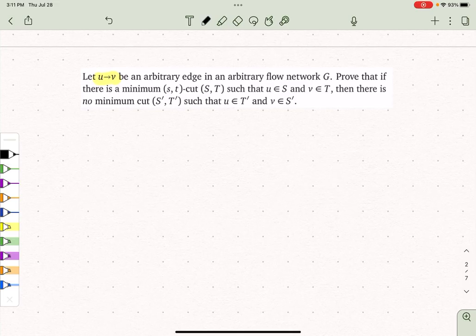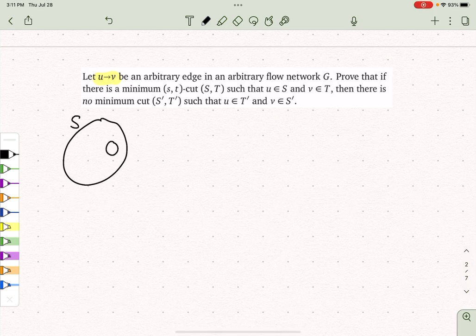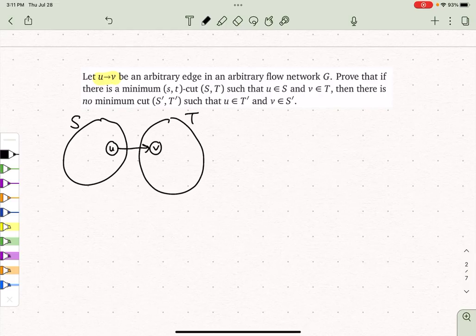So when you're tackling a problem like this, you always want to start with some kind of picture to get an idea of what the problem's really asking. So here, we're assuming we have some min cut. We have a node U. It has an edge to some node V. V's in the other side of the cut. And we know U to V is one of the edges that crosses the cut. So the capacity of that edge is included in the capacity of the S-T cut.